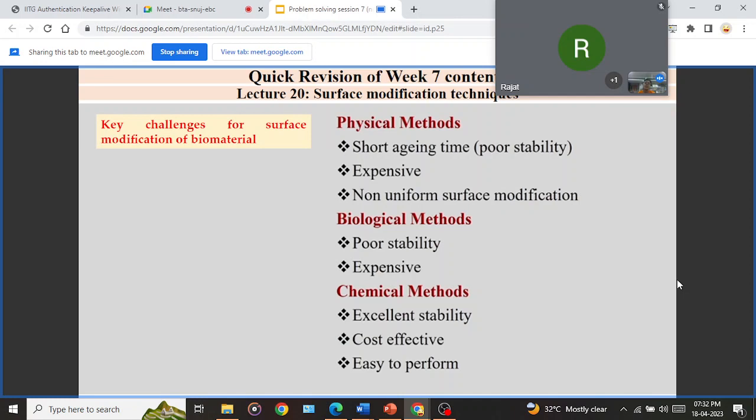In case of physical methods, there is a short aging time, that is, it has poor stability. Also it is very expensive, and there is non-uniform surface modification. In case of biological methods, again it is a very expensive method, and it leads to poor stability of the modified surfaces. In case of chemical methods, it shows excellent stability. It is low in cost, that is, cost effective, and also easier to perform. So among all three methods of surface modification, chemical methods are usually favored.